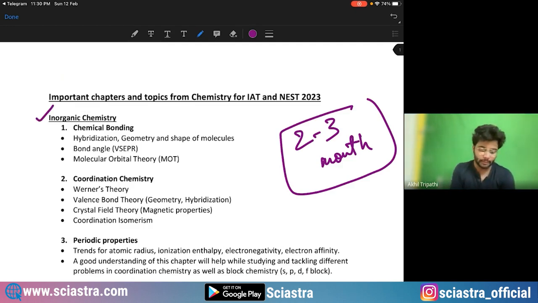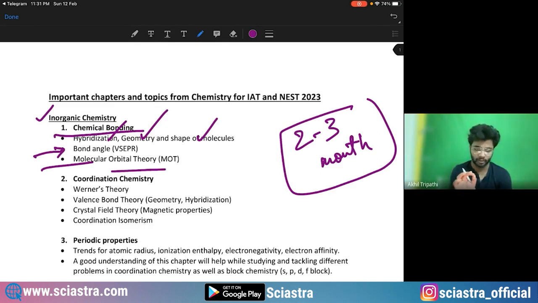Coming to inorganic chemistry, the first is chemical bonding. The questions will come from hybridization, geometry, shape of molecules, then VSEPR theory and molecular orbital theory. These are the most important topics.